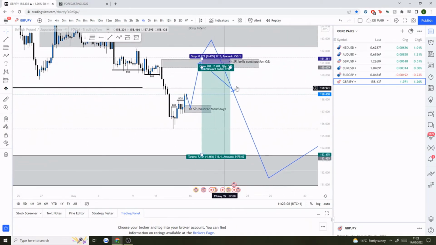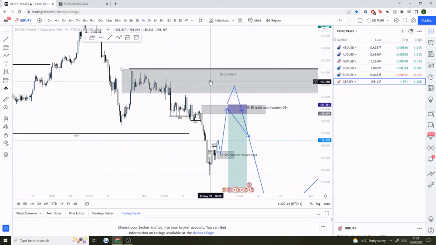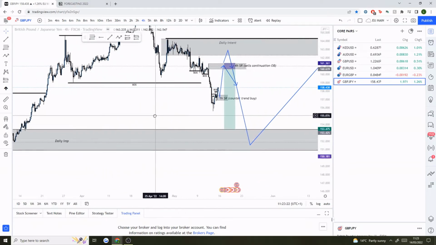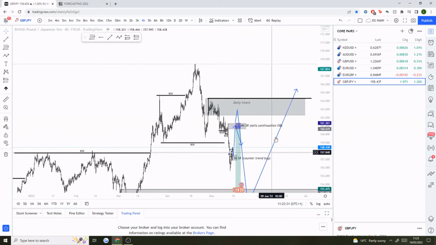I will look to sell from the 4-hour SR for the 4-hour structure continuation. Failing that, I'll look to sell from the daily for the daily structure continuation. And then I will be targeting this area because at this area I do anticipate that buyers are going to start coming into the market. So what we've got is short-term sells to eventually take us down here, and then we can look for that buy, which will hopefully take us into new highs, all-time highs on the pound yen.